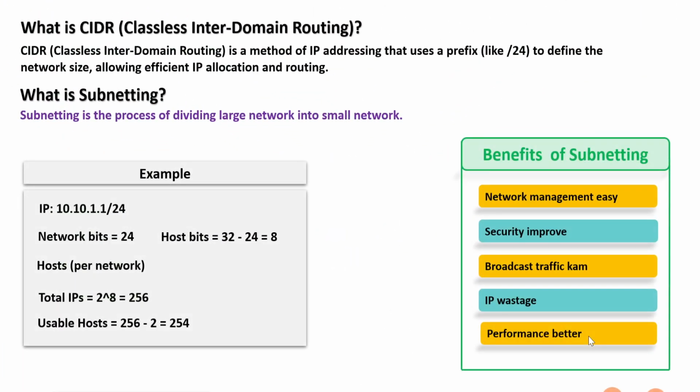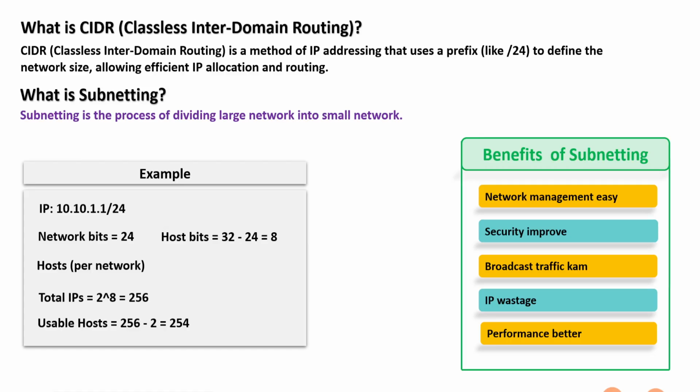Next we need to understand what classless inter-domain routing is, right? Classless inter-domain routing is a method of IP addressing that uses a prefix like /24 to define the network size, allowing efficient IP allocation and routing, right? So this allows us an efficient way of defining the IP. Instead of 24, you can give your desired number below 32, any number you can give. If you are going to work on the AWS cloud, there is a limit: the CIDR will start from /28, right? So that thing you can consider. So this is what classless inter-domain routing is.